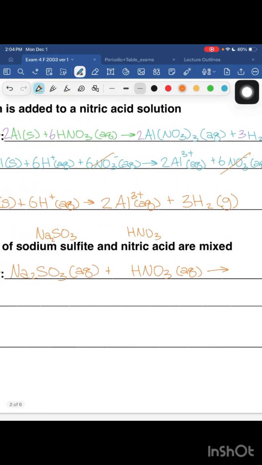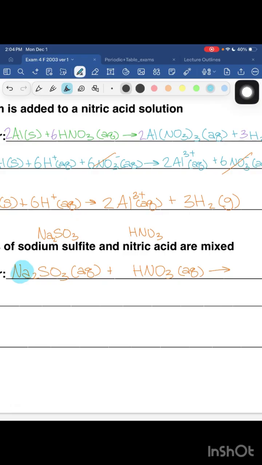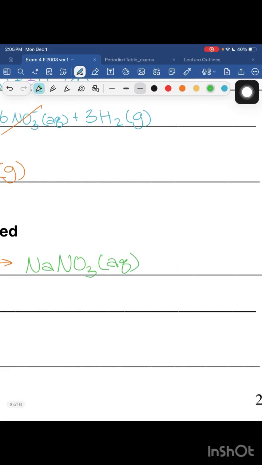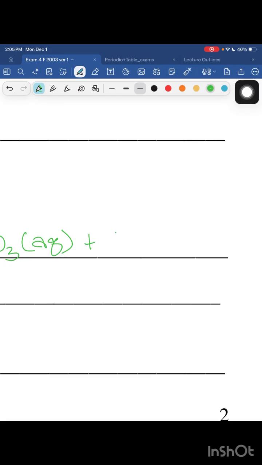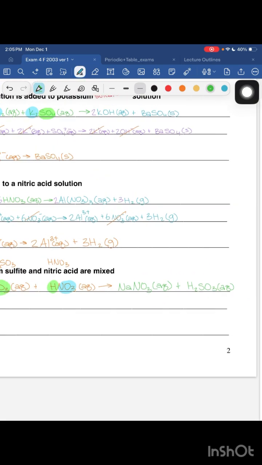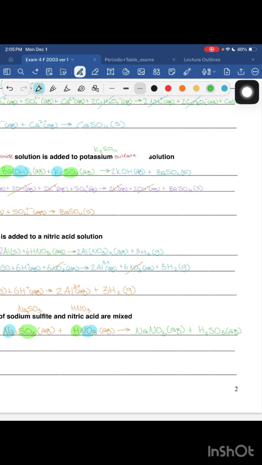When we combine these two, we're going to swap out dance partners. So sodium's going to go with nitrate and hydrogen's going to go with sulfite, giving us sodium nitrate. Almost wrote out nitrate. And that is always aqueous, plus sulfurous acid, H2SO3, aqueous. You're going to look at this and go, there's no reaction, everything's aqueous. You are wrong.